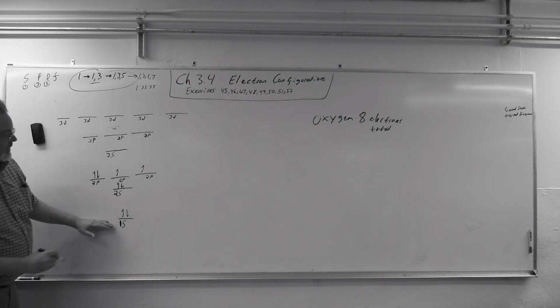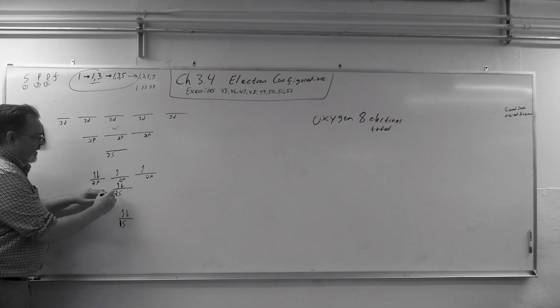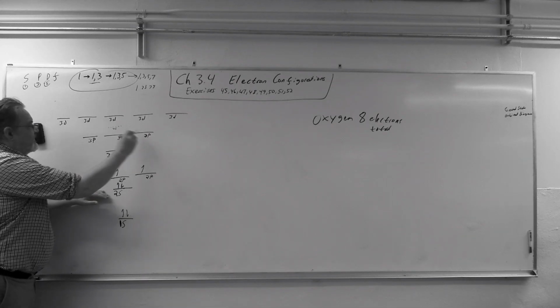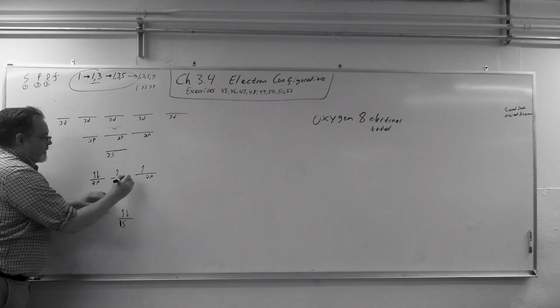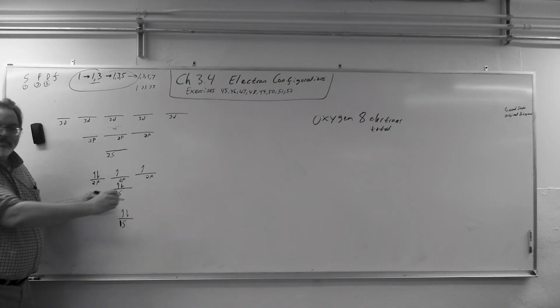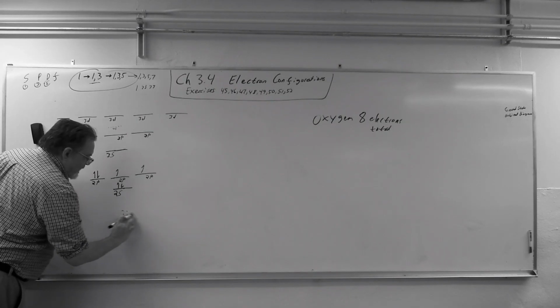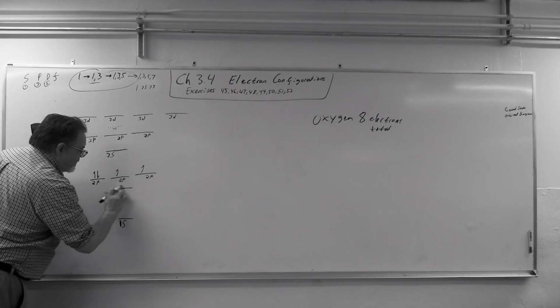When you're in these single orbitals, you go 1, 2, 3, 4. When you're in any of these that have several orbitals at the same level, you fill them up one at a time, and then you go back and pair them as you go. So let me do it again, following those rules.